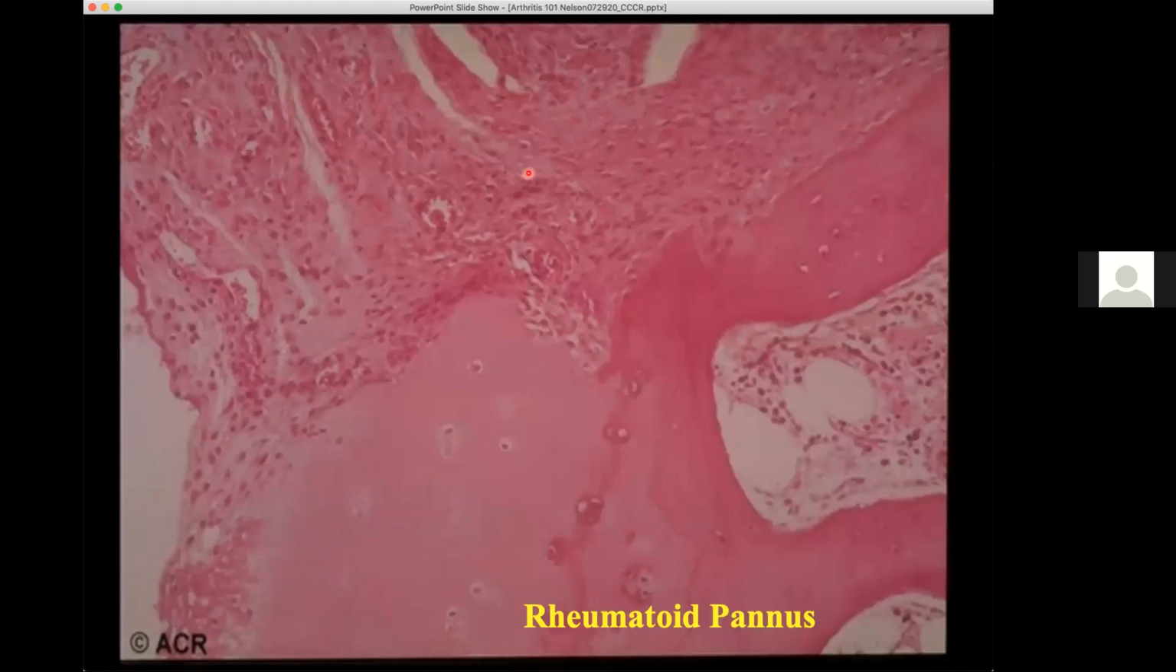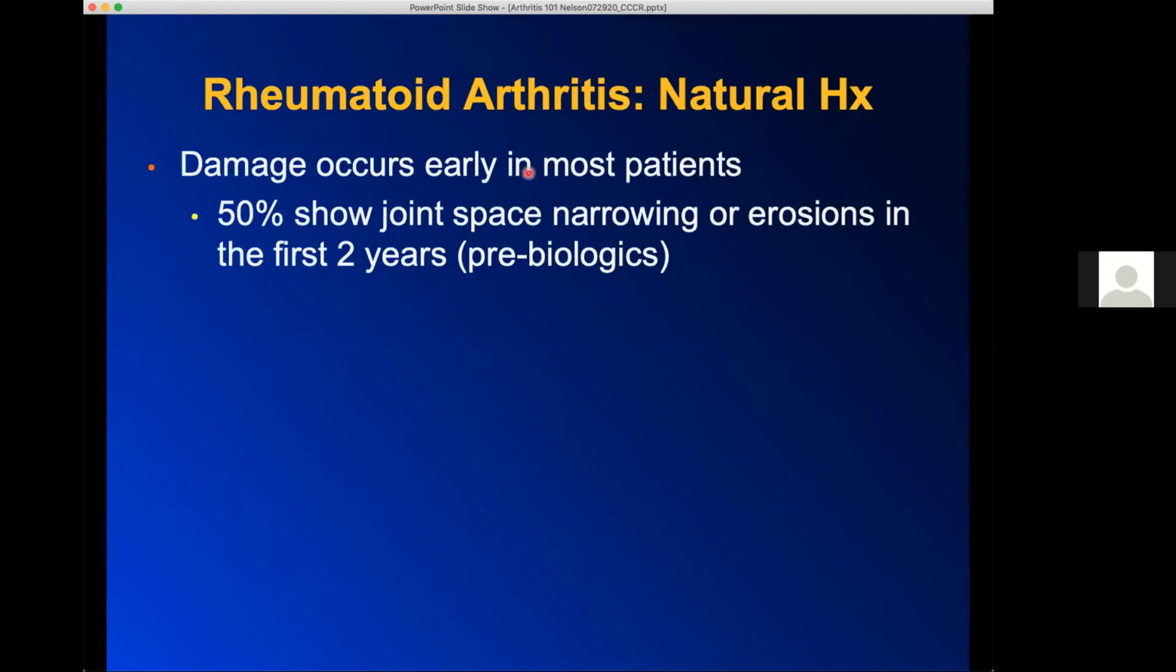So this sort of solid light pink at the bottom of this image is bone, and all the pink spotted stuff at the top is the tissue with all the extra cells and inflammatory features drilling down into that bone. And that's what we call pannus, and results in erosions in RA. So damage can occur early.